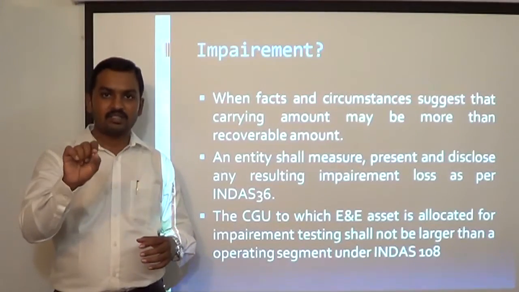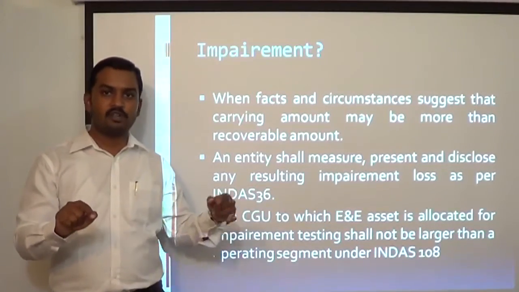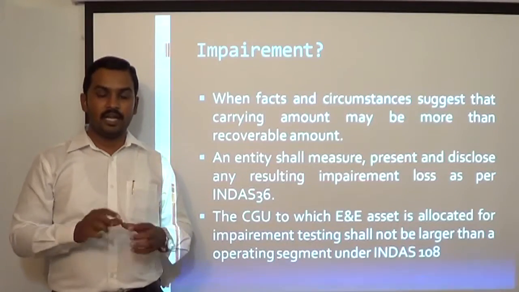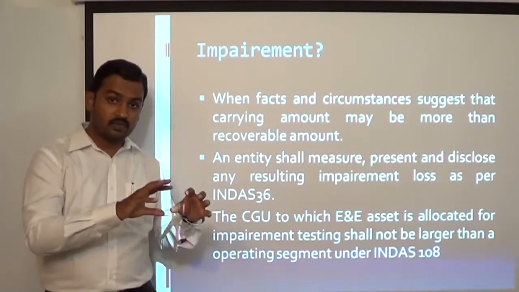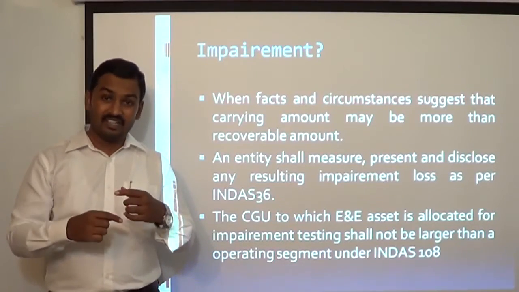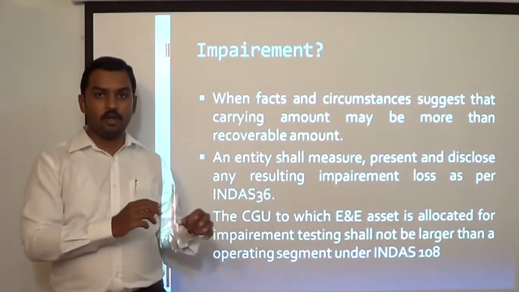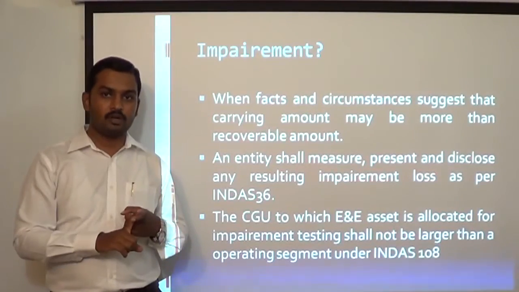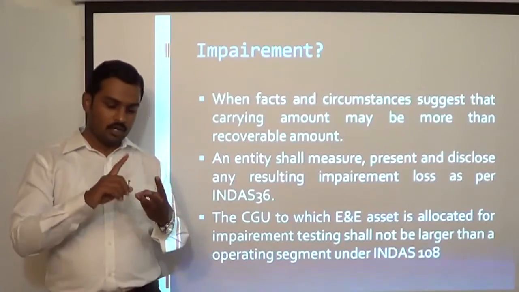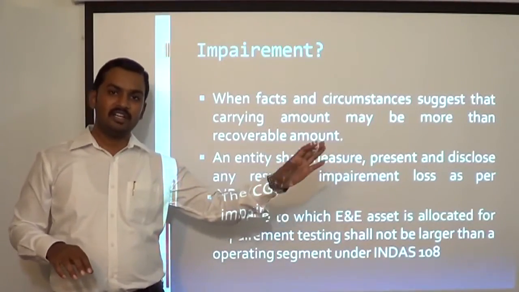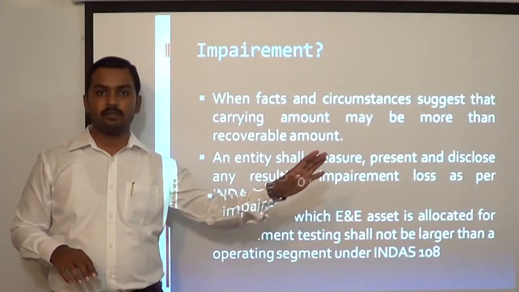So when there are indications of impairment, we have to check exploration and evaluation assets for impairment, and we have to do impairment testing also. The situations which give an indication of impairment are prescribed in the standard. But how to measure impairment loss, how to present impairment loss, how to disclose impairment loss, the entire methodology is contained in INDAS 36, which deals with impairment of assets.